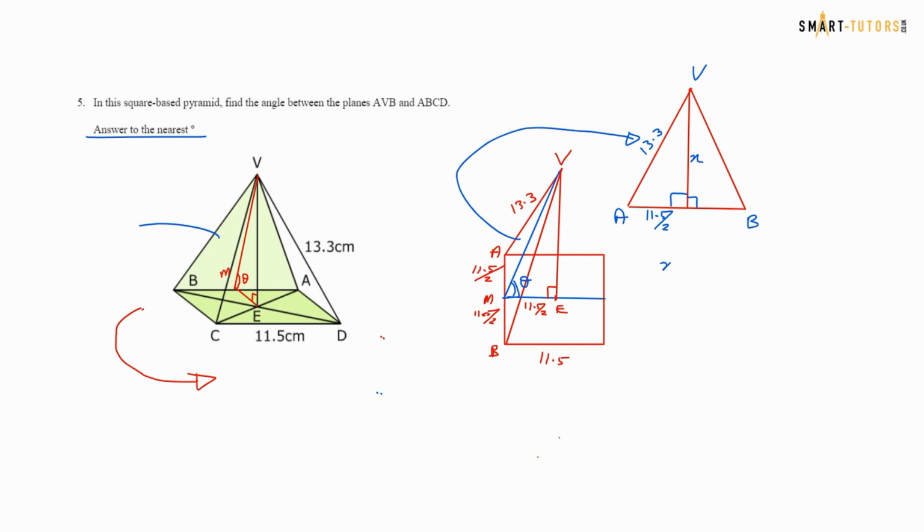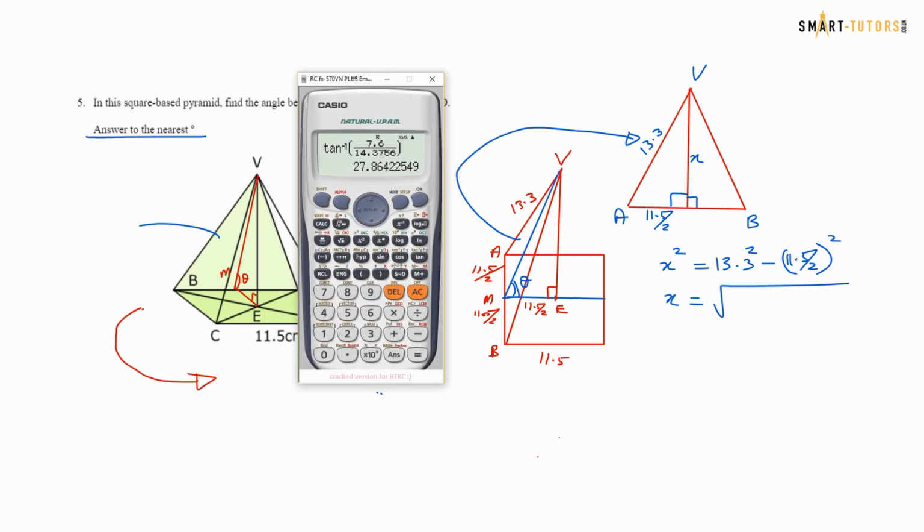So what is x? X squared equals 13.3 squared minus 11.5/2 whole thing squared, and x is going to be the square root of that much, right? So let's use the calculator to find out that answer first, then it's easy to continue the question.